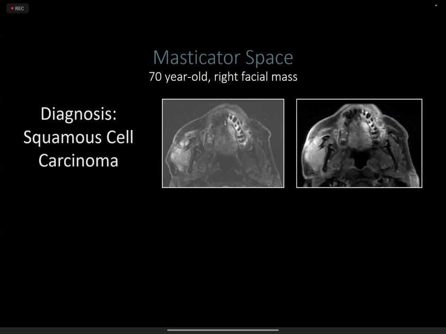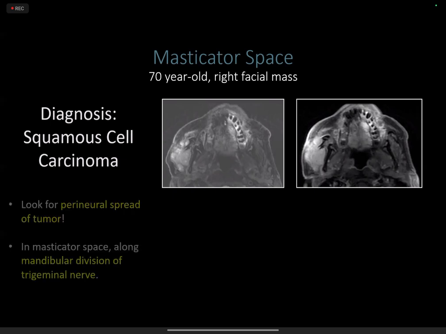So just like in the parotid space, if you hear a diagnosis of squamous cell carcinoma, remember that you must follow that nerve that's involved within that space and extend all the way cranially. So that's exactly what we did. We're going to look for perineural spread in this case. So we're going to track our eye along the mandibular division of that trigeminal nerve.